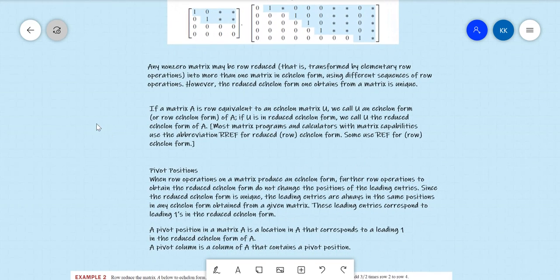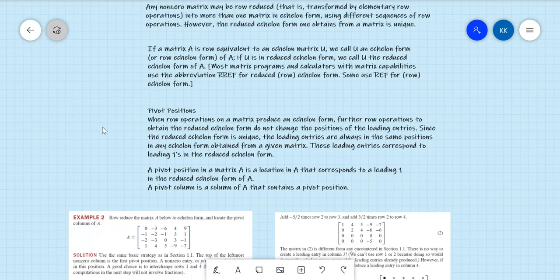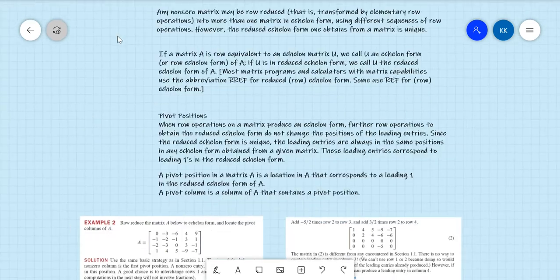So if a matrix A is row equivalent to an echelon matrix U, we call U an echelon form of A. Makes sense? If U is in reduced echelon form, we call U the reduced echelon form of A. And now this is something, if you're using calculators and stuff, they use the abbreviation RREF for reduced row echelon form and REF for row echelon form. So we are done with that part.